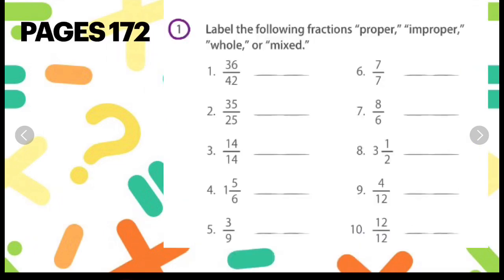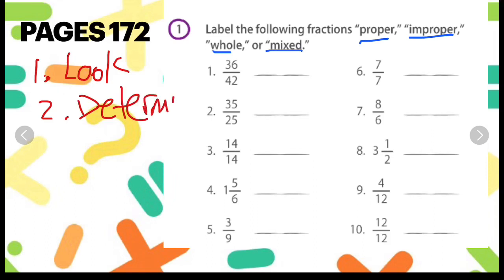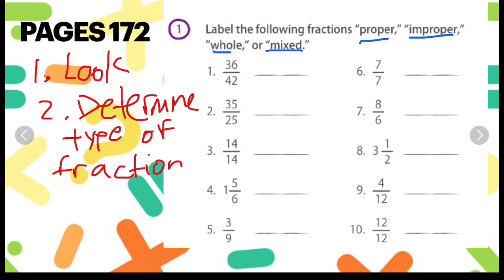Now, exercise number 1 says, label the following fractions with proper, improper, whole, or mixed. So you have to write down here. First step, you have to look at the fraction. Number 2, you have to determine the type of fraction. What type of fraction is it? Is it proper, improper? Which fraction do you think it is?